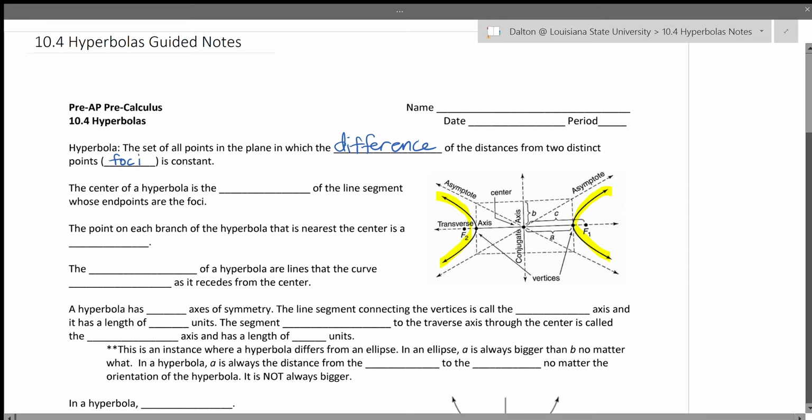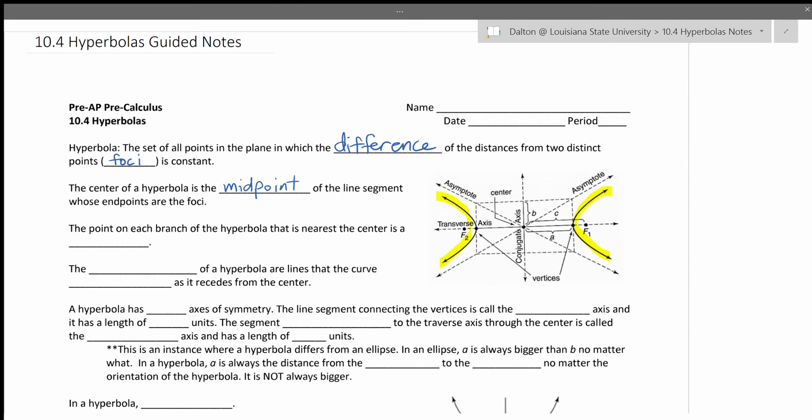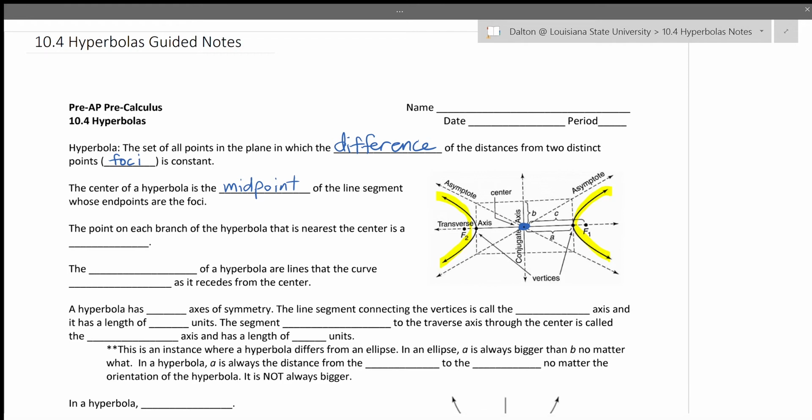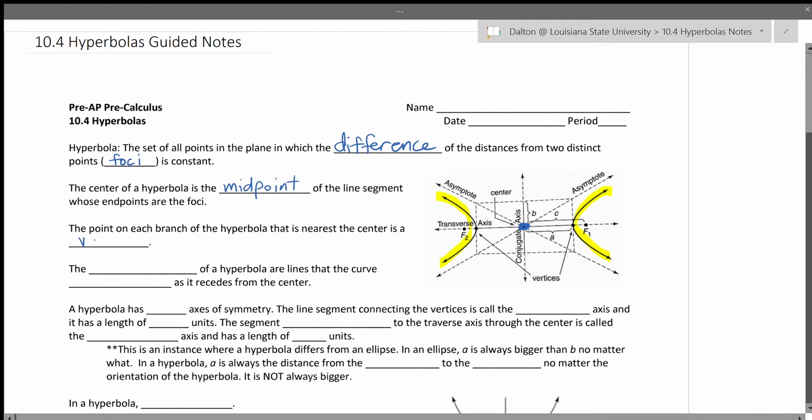Okay, the center of your hyperbola is the midpoint of the line segment whose endpoints are the foci. Or you can also say that whose endpoints are the vertices. Notice the center point is right here, directly in between those two curves. The weird part is that the center is not actually on your curve. The point on each branch of the hyperbola, the yellow things that I've just highlighted, that is nearest the center is called a vertex.